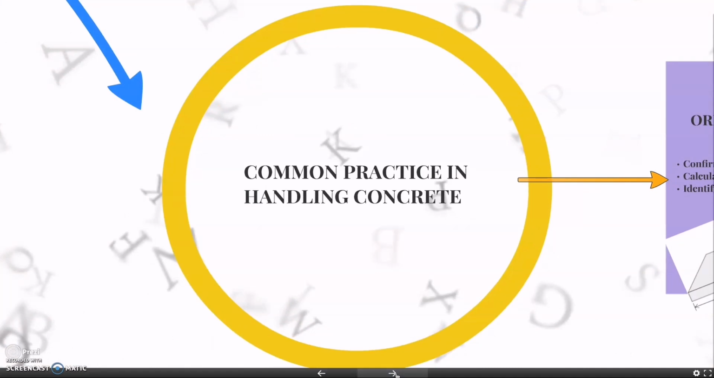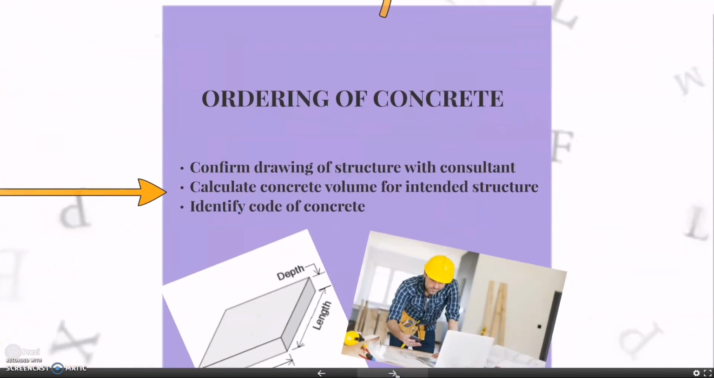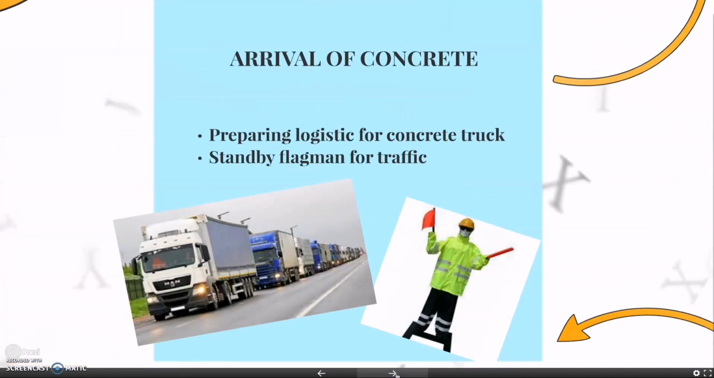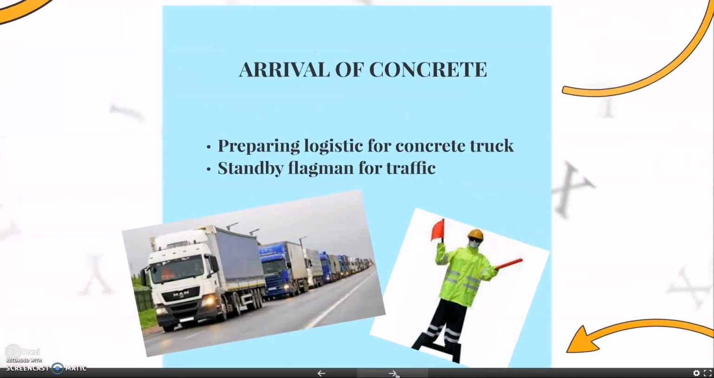Next, we are going to talk about the common practice in handling the concrete. During the ordering of concrete, we must confirm the drawing of structures with consultants. We must also calculate the concrete volume for the intended structure and identify the code of concrete. During the arrival of concrete, we must prepare logistics for the concrete truck and a standby flagman for traffic control.